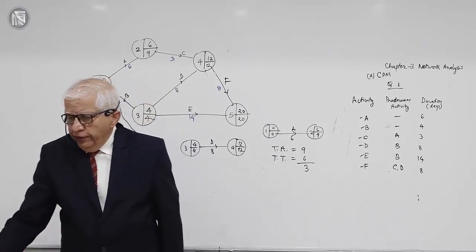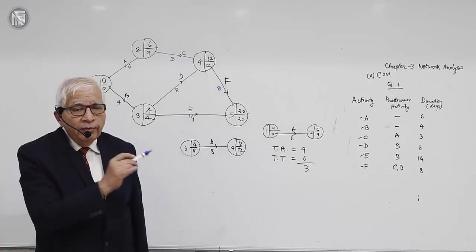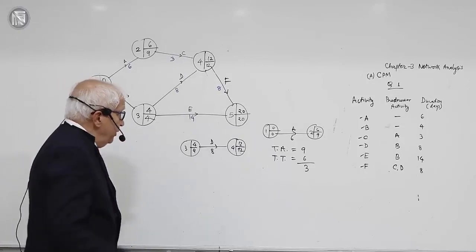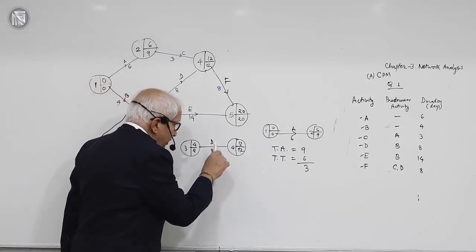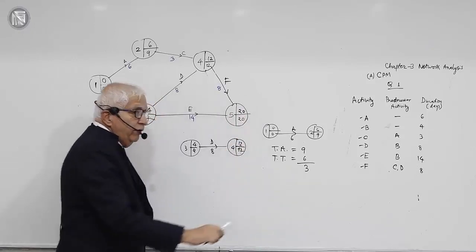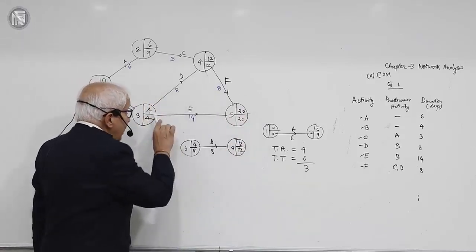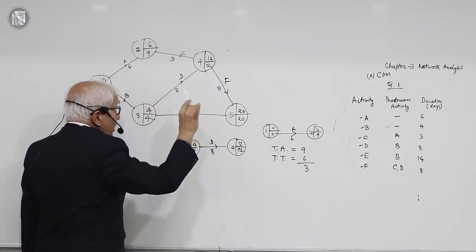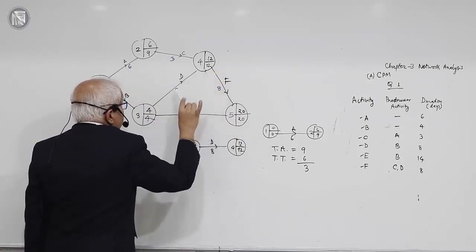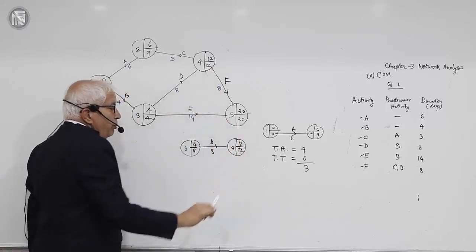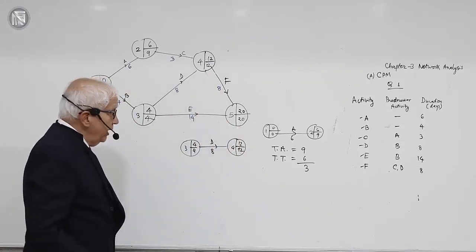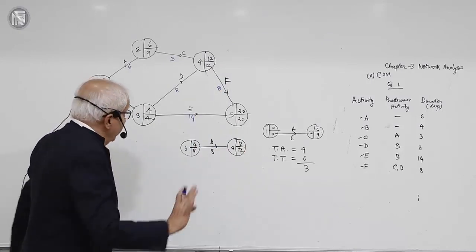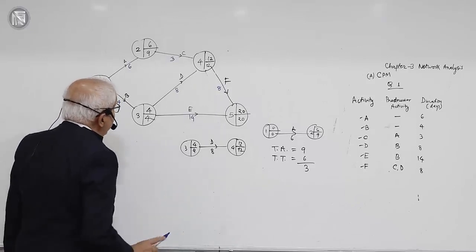That means even if this activity is delayed by 1 day, my project implementation will be delayed by 1 day. 20 will become 21. Instead of taking 8 days, if this activity starts taking 9 days, immediately my 20 will become 21. Whereas this activity can be delayed by 2 days, this activity can be delayed by 3 days, no damage done. But if this activity is delayed by even 1 day, my project will go beyond the schedule by 1 day. That means activity 3-4 is a critical activity. Done.